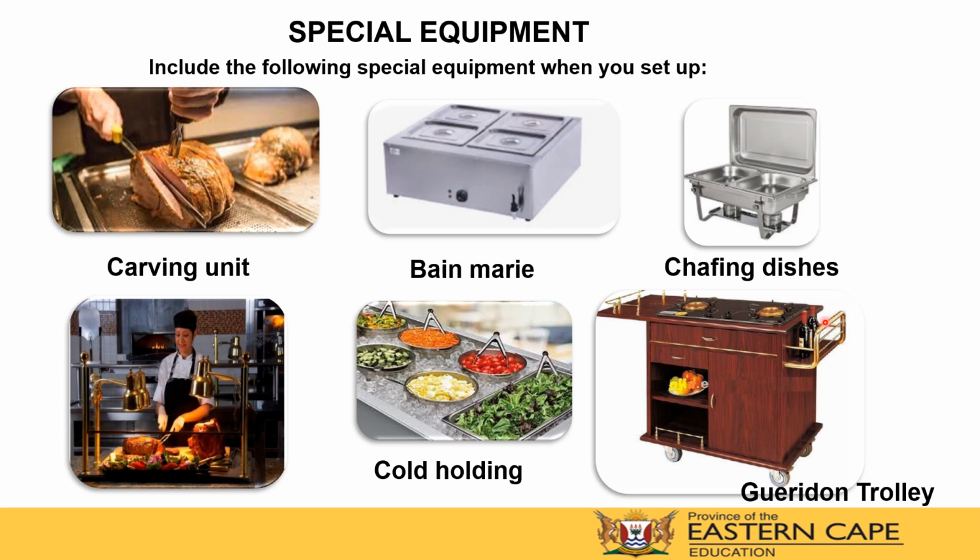Now your Gueridon trolley, here at the top you have your gas. So inside the cupboard will be your gas cylinder. On this part of the trolley, that is where you would put your alcohol that you'd use to set alight. And then underneath here you would have your plates, you will have your pan that you would use on the gas.